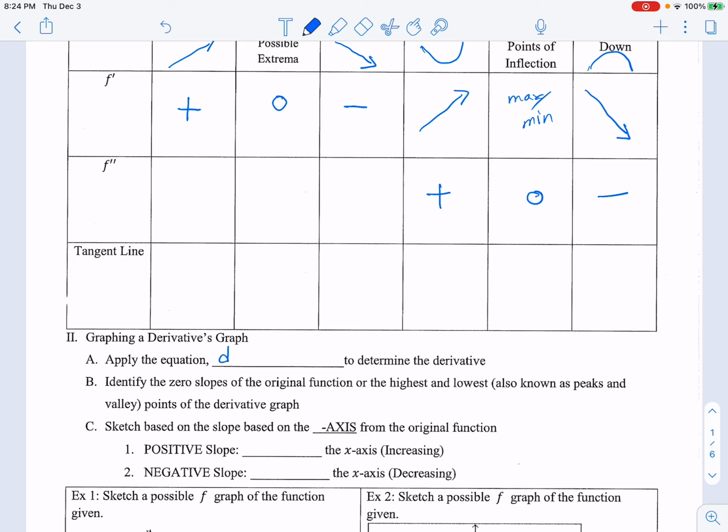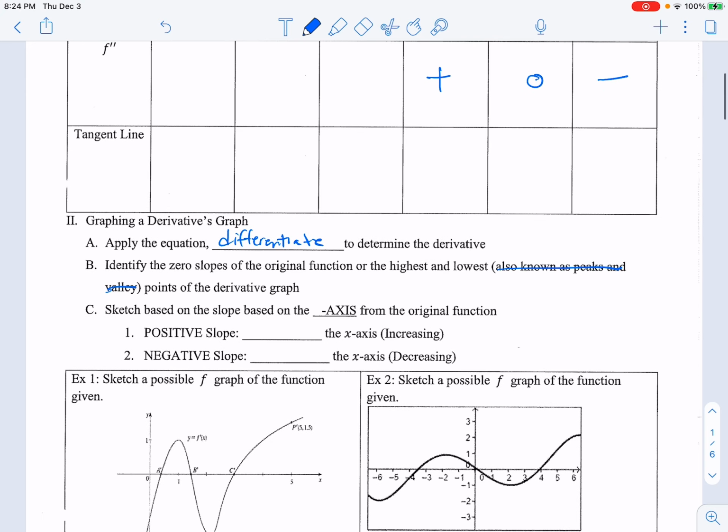You want to differentiate to determine the derivative. Identify the 0 slopes of the original function, or the highest and lowest. I don't call them peaks and valleys. It's just silly. I don't know what they're talking about.